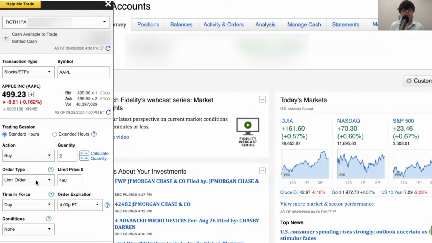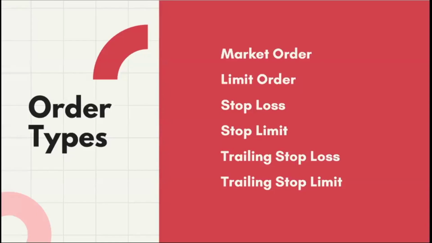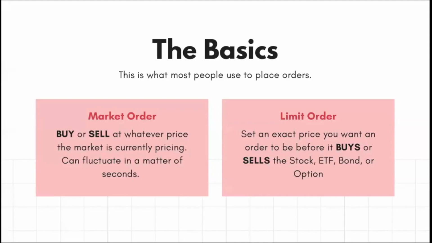Now, I just want to transition us over to this other slide real quick so that we can talk about the order types. No matter what brokerage you use, you're always going to see some sort of order type, just like what we're seeing here with market orders, limit orders, and for more advanced traders, the stop loss, stop limit, and trailing stop loss and stop limits. So I just want to quickly walk you through what these are. If you take a look here, the two most basic things that you need to know about order types are these two, the market order and the limit order.